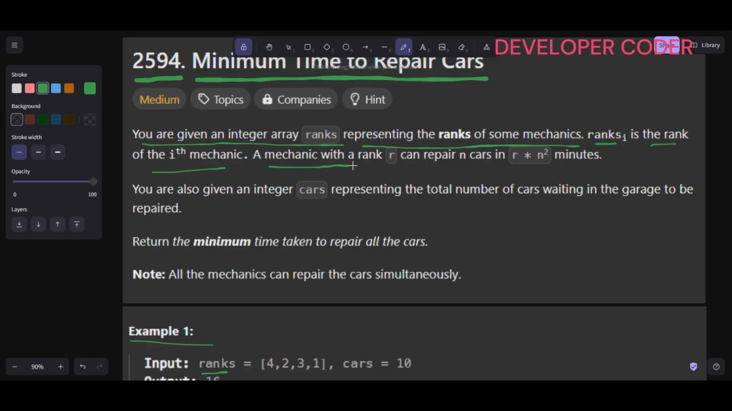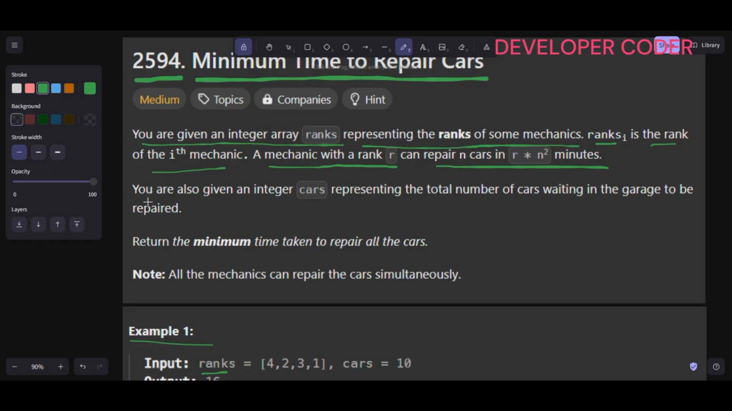A mechanic with a rank R can repair n cars in R into n square minutes. So a mechanic with rank R can repair n cars, where n is the number of cars, in R into n square minutes. That is, rank into the number of cars square.